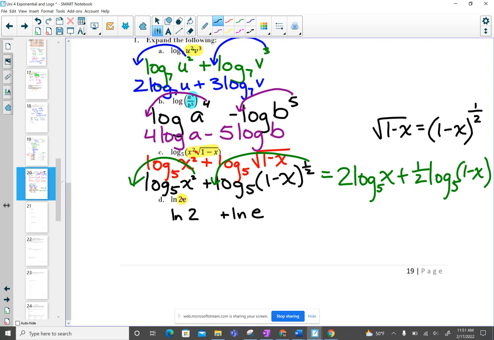But if you recall, ln is the natural log and e is the natural base, so those are opposite operations. They cancel each other out and this becomes a 1. So really this expression simplifies to ln of 2 plus 1. And that's it.